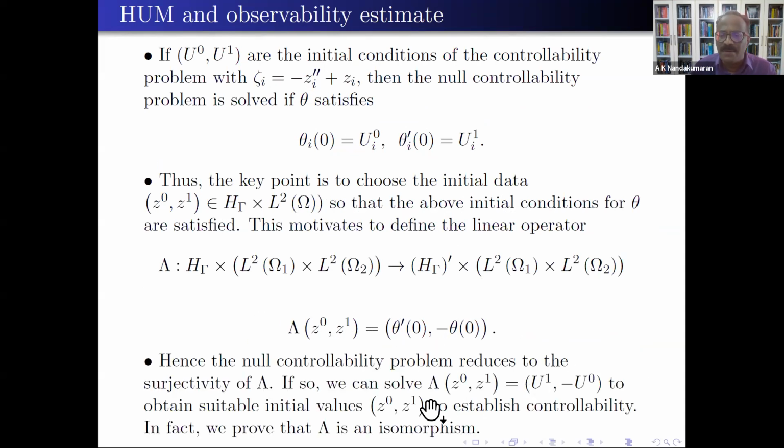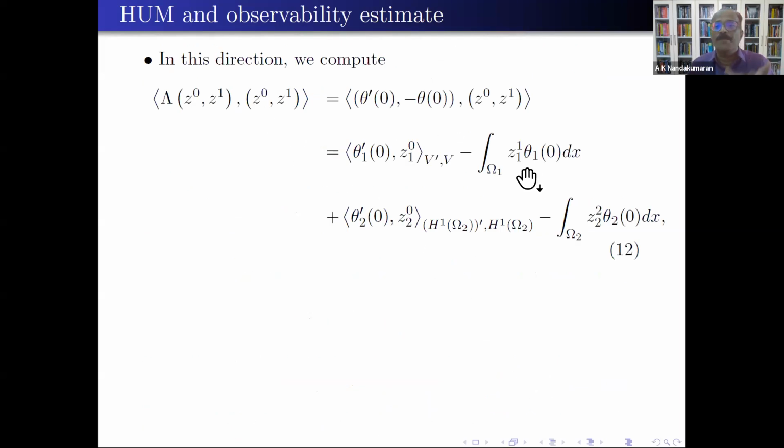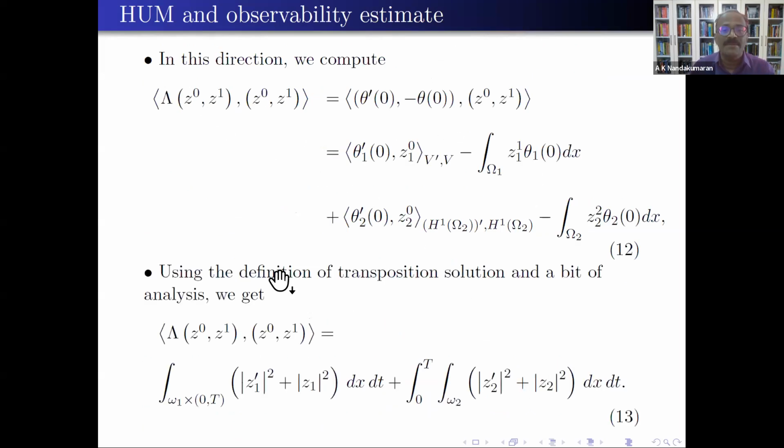And then if you can solve this equation, Lambda (Z0, Z1) equal to this one, to obtain suitable initial data Z0, Z1 to establish the controllability. In fact, we prove that Lambda is an isomorphism. So you compute this again, exactly what I said. Once you compute this one, this is the data, you get it.